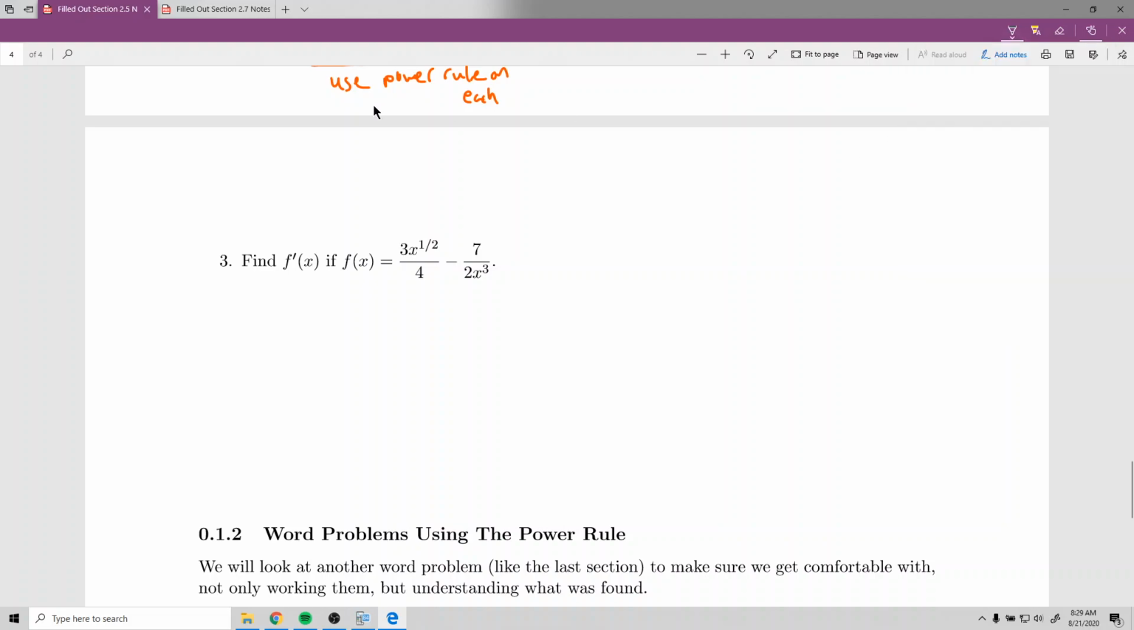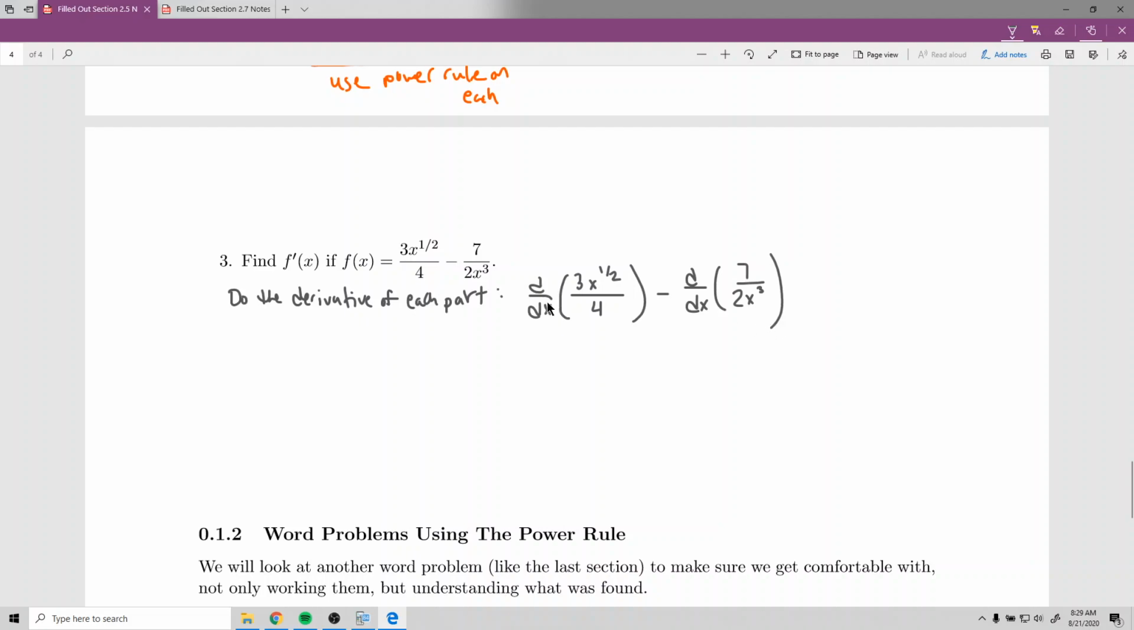All right, so once again, we have multiple parts here. I'm going to do the derivative of each part. You'll notice that's always my first go-to. It doesn't matter that we have fractions here. We'll be able to do this problem. Right, so our variable is x. We got d over dx, 3x to the 1/2 over 4 minus the derivative of 7/2x cubed.